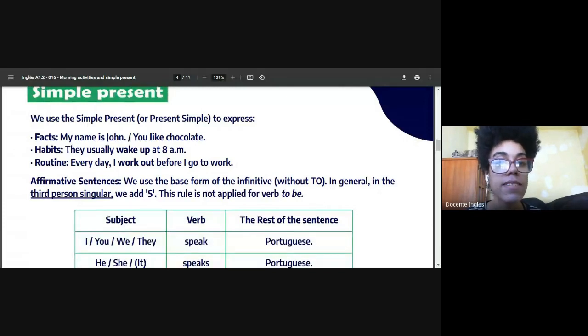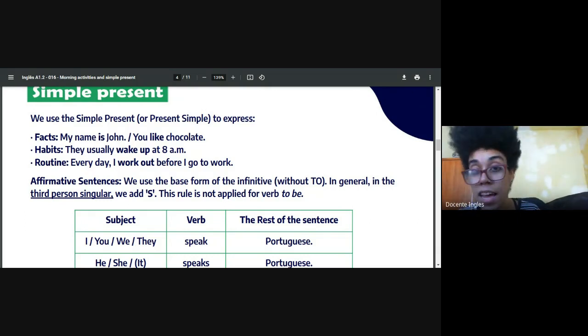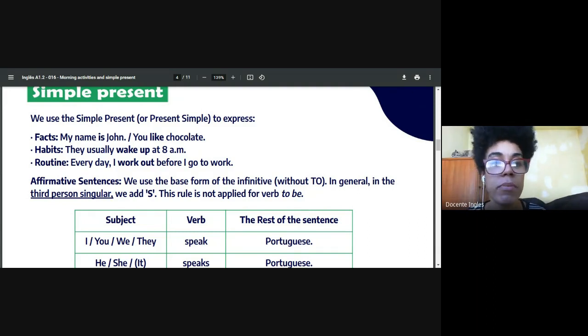Then we can say that we use simple present to talk about habits. For example, they usually wake up at 8 a.m. What about you? What time do you usually wake up? As I said, I also usually wake up at 8 a.m. But some people wake up at 6, some people wake up at 10, right? And then we have the last and one of the most important. Remember the word I told you to pay attention to? Routine. So every day I work out before I go to work. So you're talking about routine. So today is going to be all about habits and routines for us.